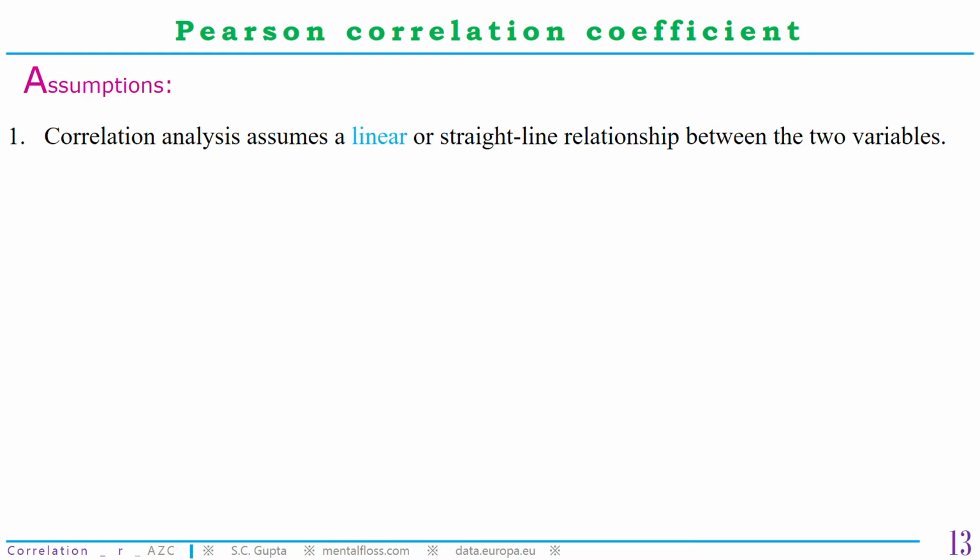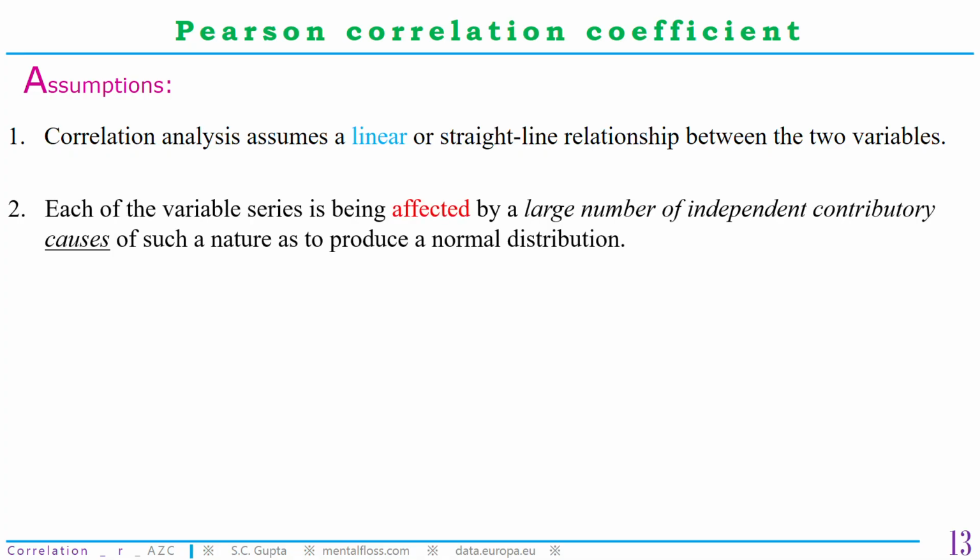Assumptions of Pearson correlation coefficient. Correlation analysis assumes a linear or straight line relationship between the two variables. Each of the variable series is being affected by a large number of independent contributory causes, of such a nature as to produce a normal distribution.